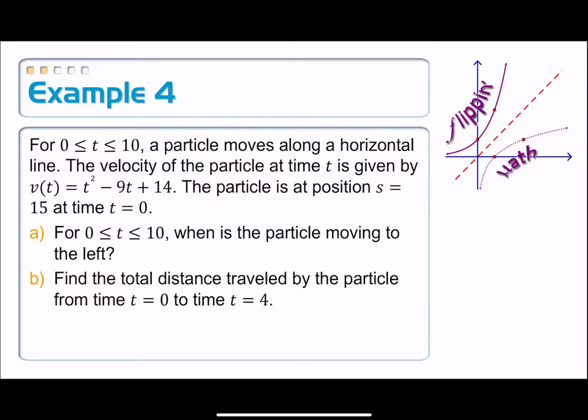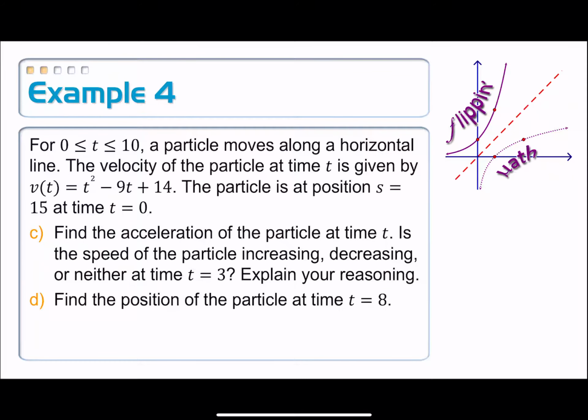Let's look at the different parts. Part A, in between 0 and 10, when is the particle moving to the left? Easy. Part B, find the total distance traveled by the particle from time t = 0 to time t = 4. It's easy enough to understand, even though we're going to have to take the antiderivative of some kind of absolute value. Should be a lot of fun.